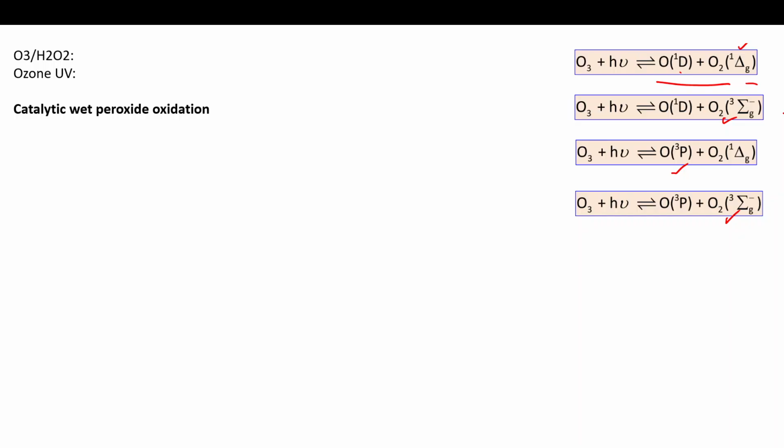catalytic wet peroxidation method is nothing but you are using a heterogeneous process where a solid catalyst which is not soluble in water is used. It can be an iron-based catalyst or some other catalyst that promotes the oxidation, so it can be iron oxides or iron nanoparticles that promote oxidation like the Fenton process.